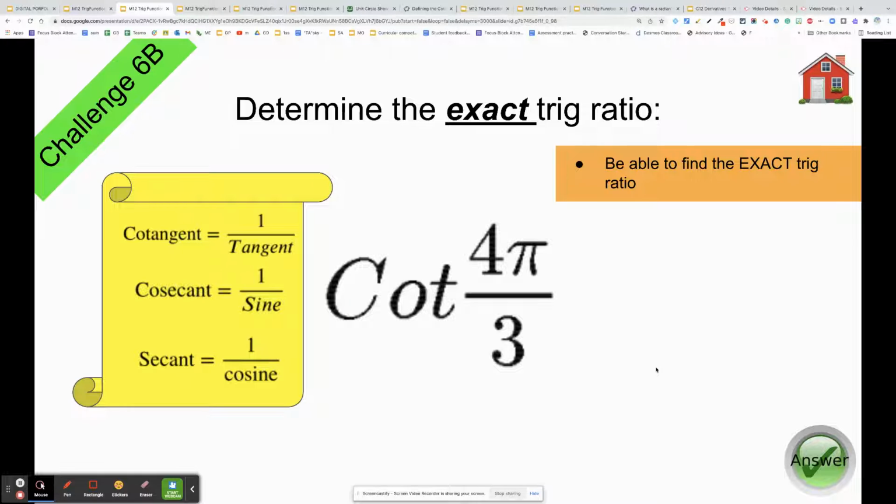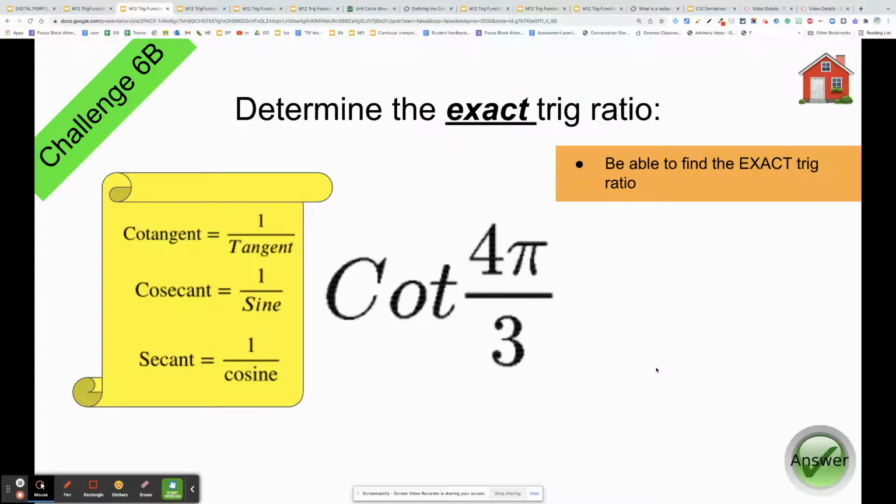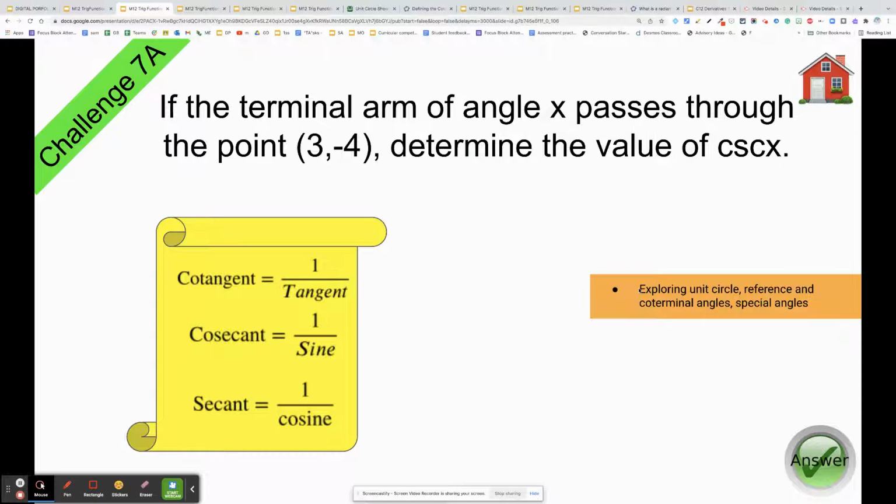So again, I haven't provided a detailed description for that, but I'm trusting that if you go back here and walk through those steps, you should be good to go, and the result would be 1 over root 3. And don't forget, you can rationalize that if you would like. Okay, let's look at one more.